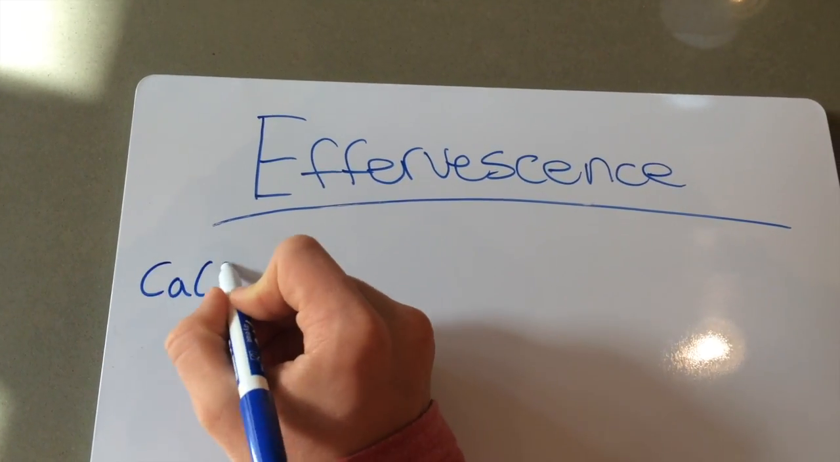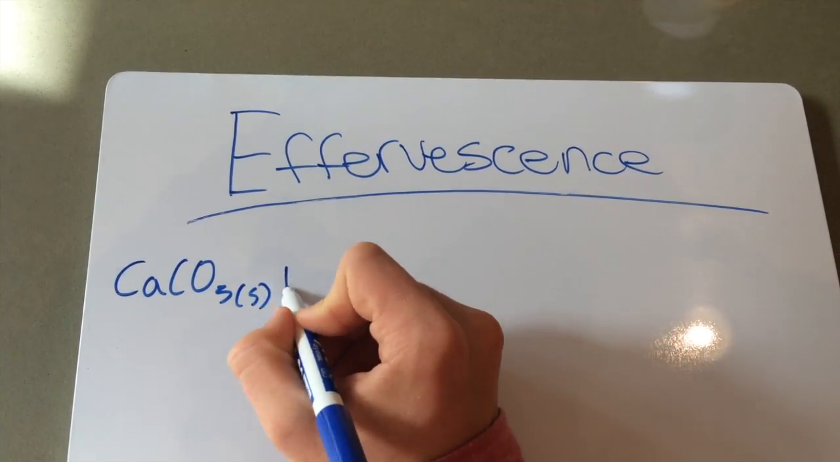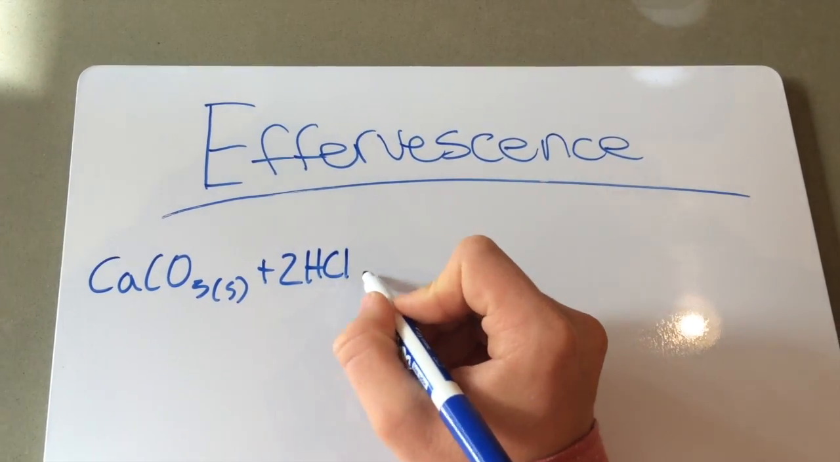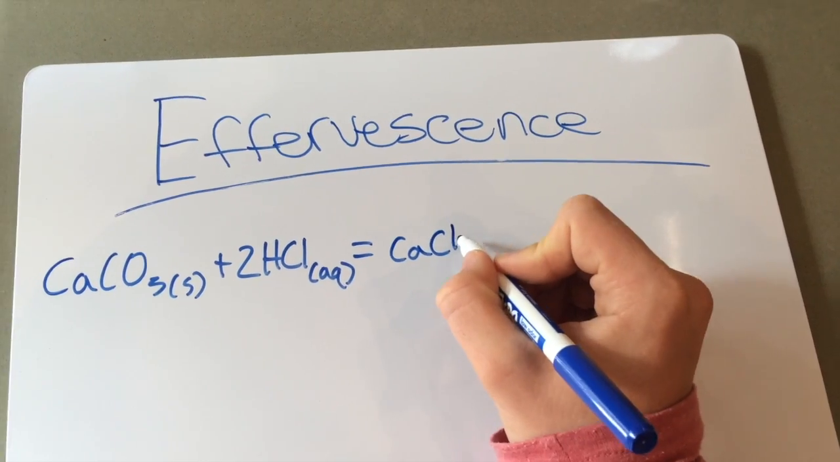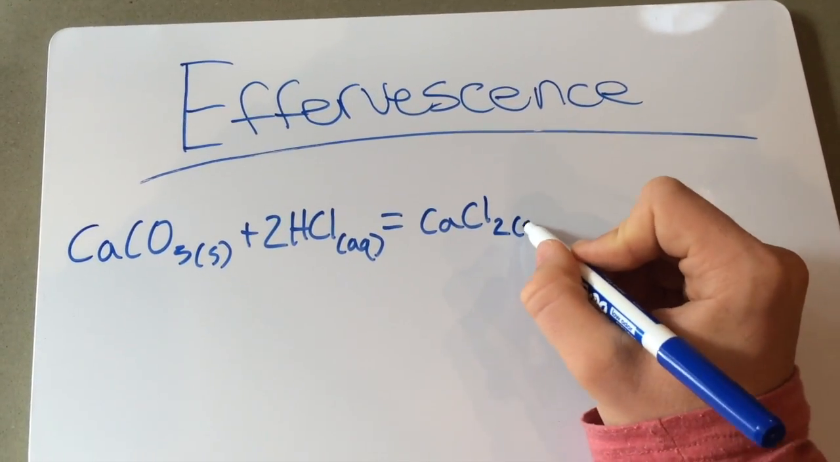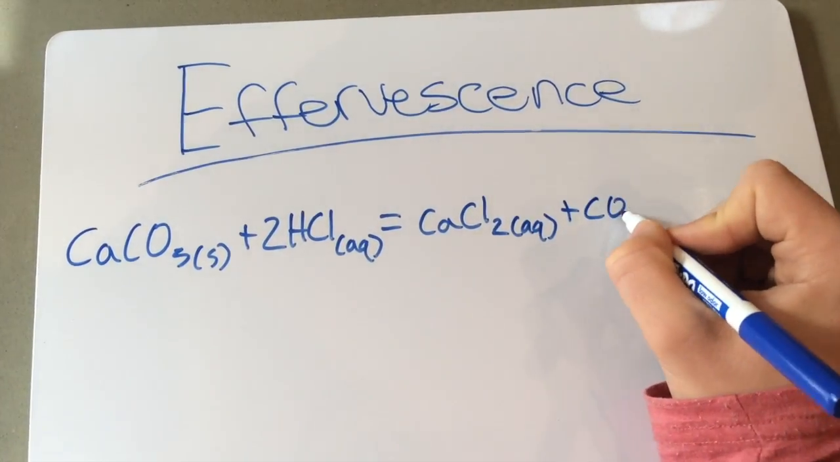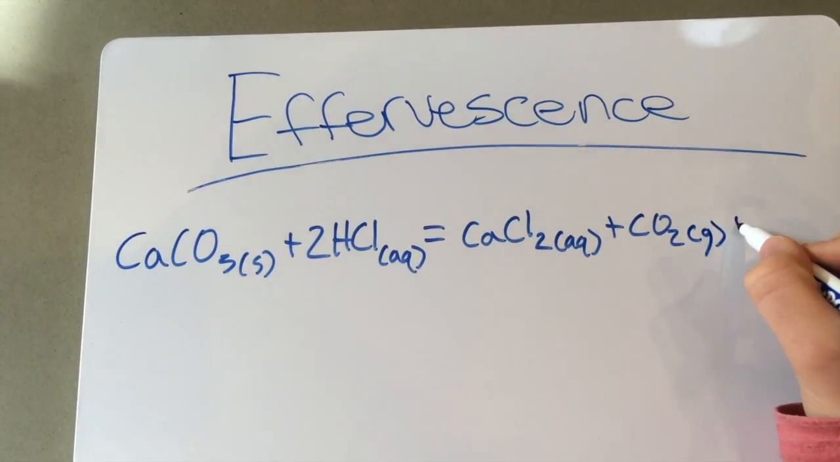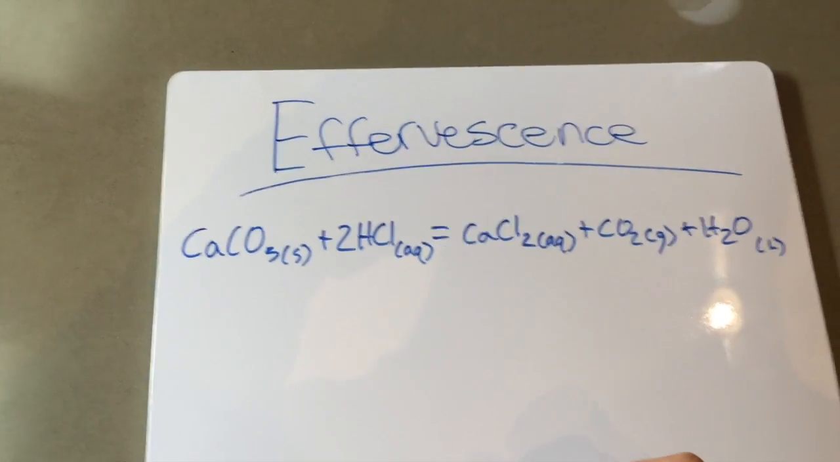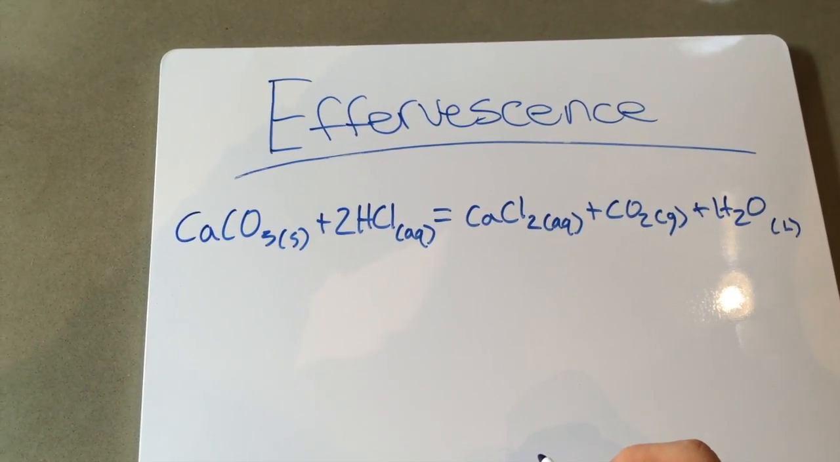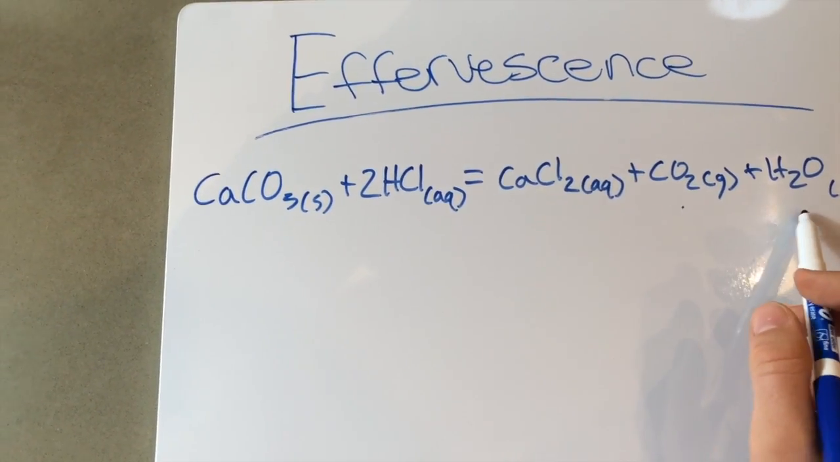A good example of an effervescent reaction is the reaction between hydrochloric acid and limestone. Limestone is made up of mainly calcium carbonate, so when writing the reaction, we will write it as calcium carbonate. The calcium carbonate, or limestone, is a base and reacts with the hydrochloric acid to form calcium chloride, a salt, carbon dioxide gas, and water.